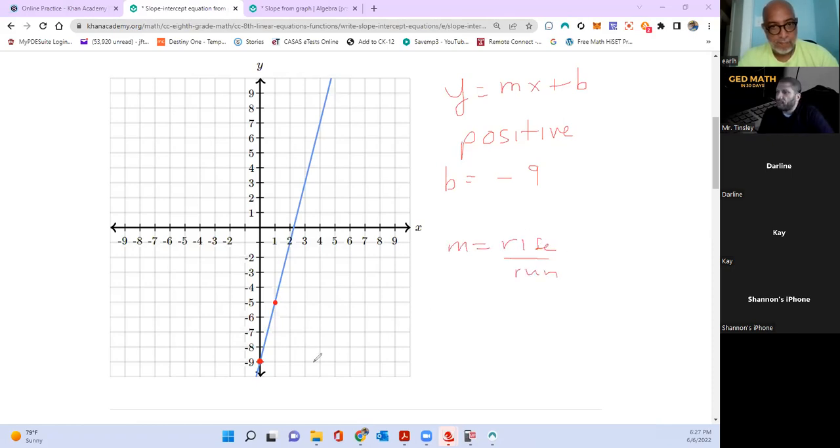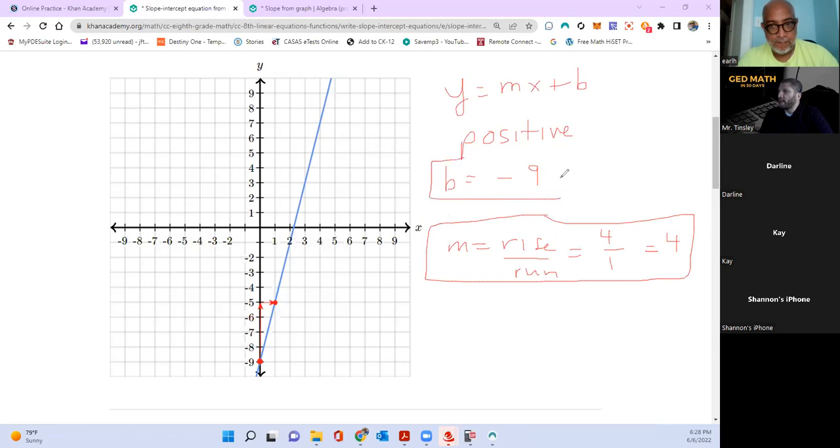So if I start at my leftmost point, what direction do I need to go? Up. Count with me. 1, 2, 3, 4. So my rise is 4. Now I have to find out what my run is. What direction am I going to go? To the right. How many? 1. So my run is 1. So 4 over 1 can be reduced to what? 4. So I have my slope.